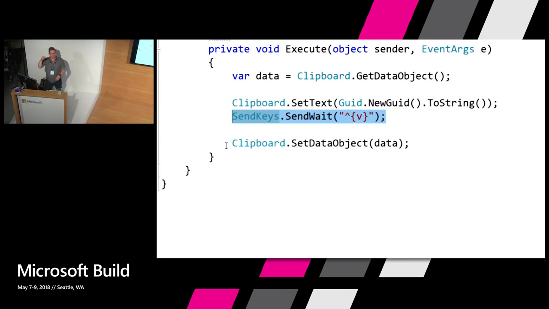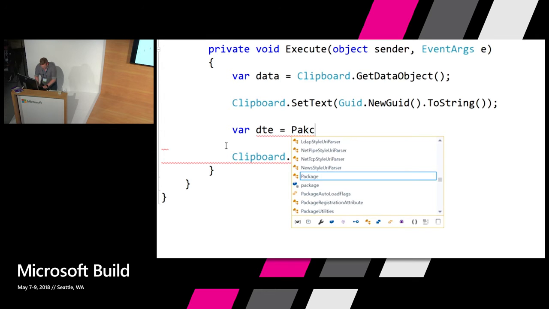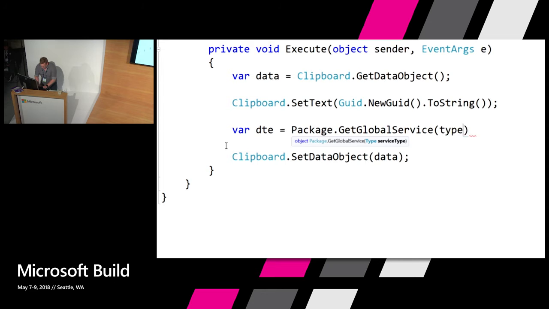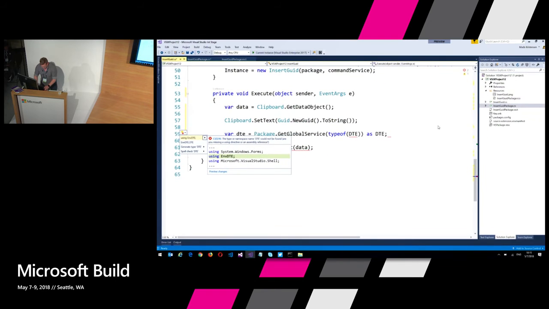Now I just need to figure out how to execute a command that already exists. There's a way we can do that very, very easily. We're going to use something called the DTE, which is an automation object that makes a lot of extension work easier. So I'm going to get that service. Visual Studio is full of services. And for me to consume a service, I can do something like this. I'm going to get the type of service, which in this case is DTE, and then cast it as a DTE object. There we go.